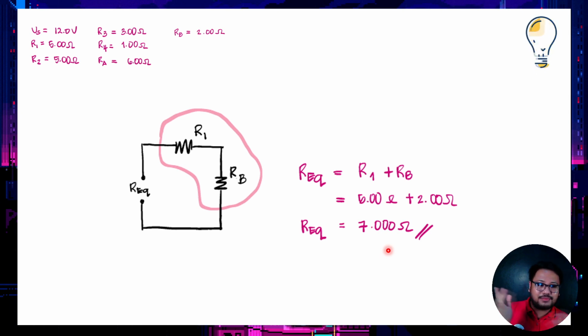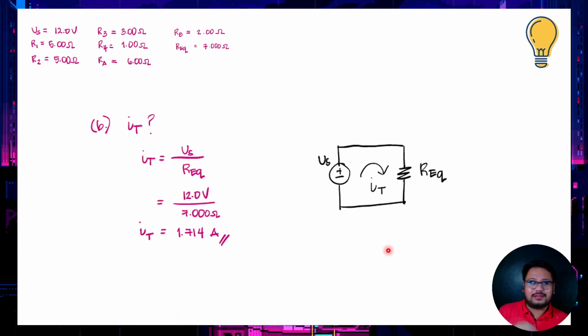Next, for letter B, we are asked to get the total current. So IT is just equal to the voltage source over REQ. Vs, how can we have Vs? We have already opened our circuit. Then we have to bring back our Vs, our voltage supply, so that we have a complete, closed loop circuit. So that's 12 divided by 7 ohms. Our total current now is equivalent to 1.714 amperes.